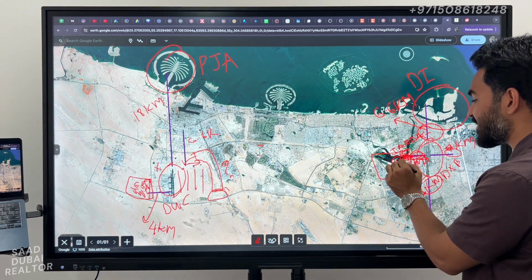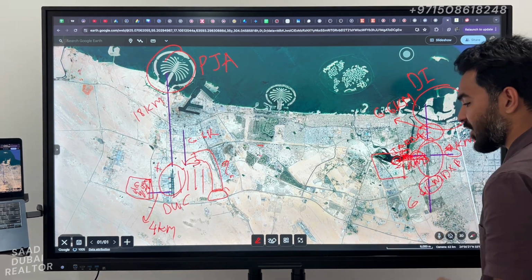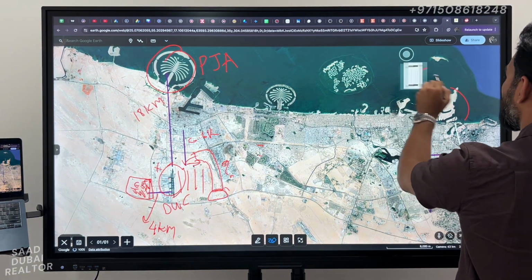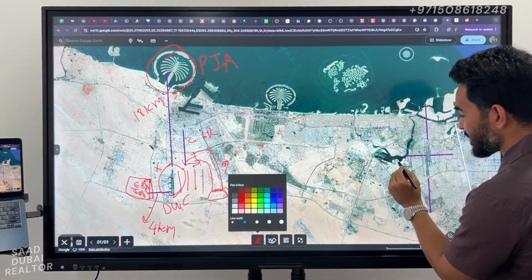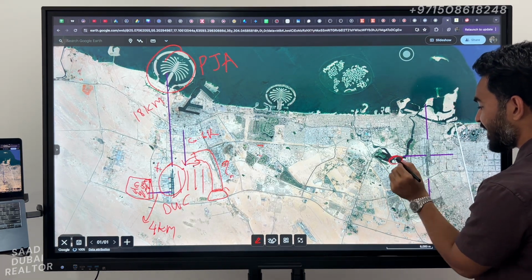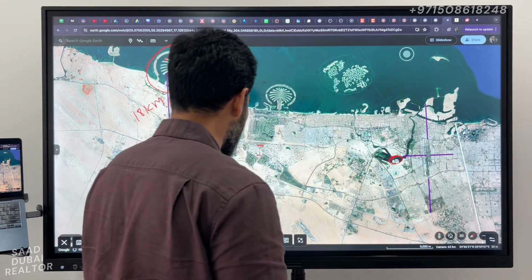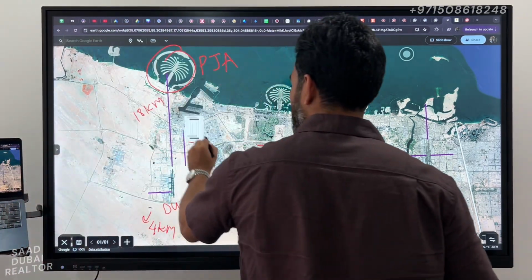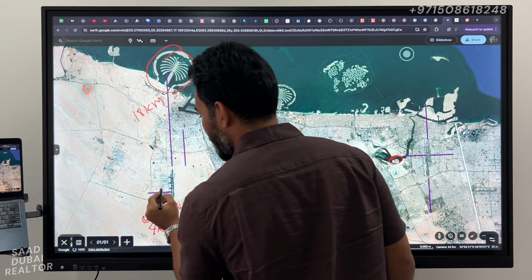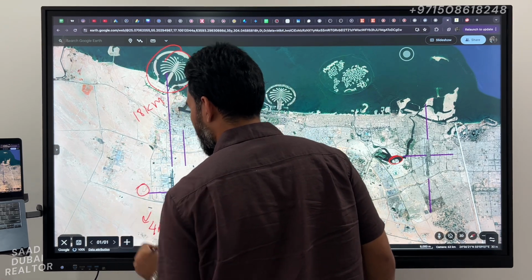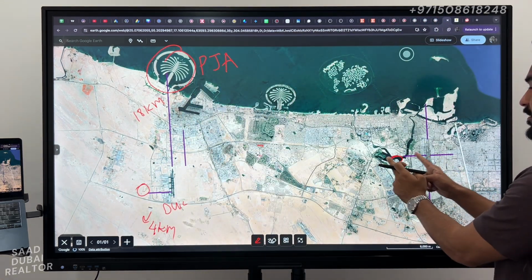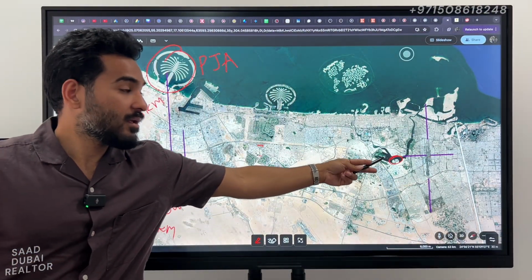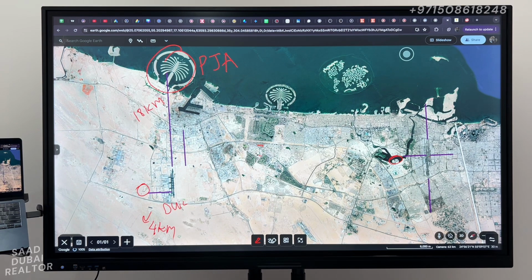So the exact same distance that the island of Creek Harbour is from the airport, let's just erase all of this, is what is right here from Emaar South. So from Emaar South to the airport, that's the same thing. Emaar South is as good as investing in Dubai Creek Harbour in terms of aircraft sounds.